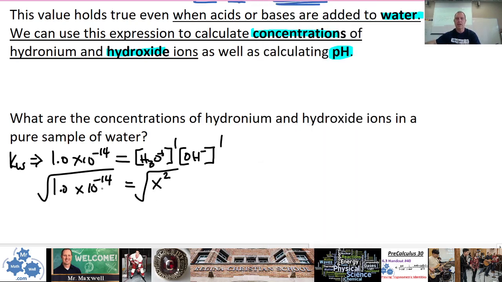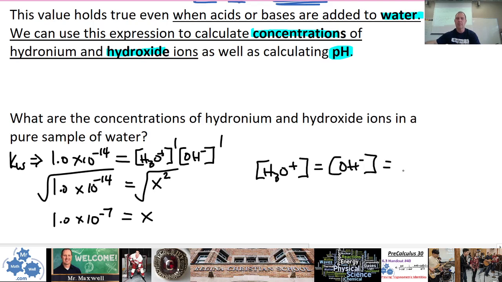And that makes sense. If you have an exponent on a variable, you always halve the exponent if you're taking the square root. So if this is 1 times 10 to the power of negative 14, it's 1 times 10 to the negative 7. That's what x is. Therefore, the concentrations of H3O plus, or H plus as you'll see in your textbook, and OH minus are both the same, and that concentration is 1.0 times 10 to the negative 7, always in moles per liter. Remember our units? It's always in moles per liter.